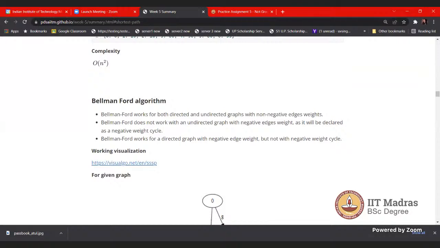Bellman-Ford works for a directed graph with negative edge weights, but not with negative weight cycles. So it works for negative edge weights, but not for a negative weight cycle.